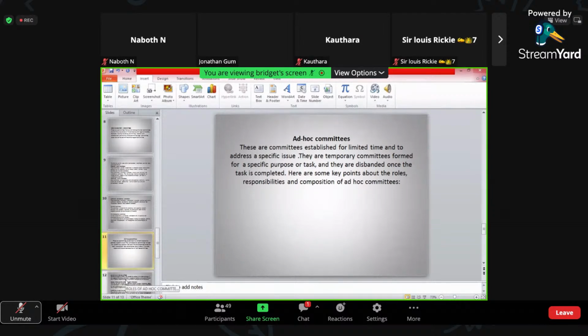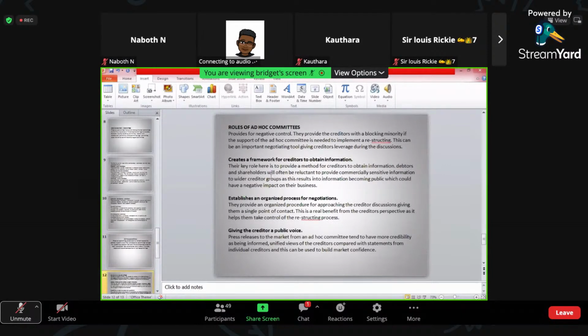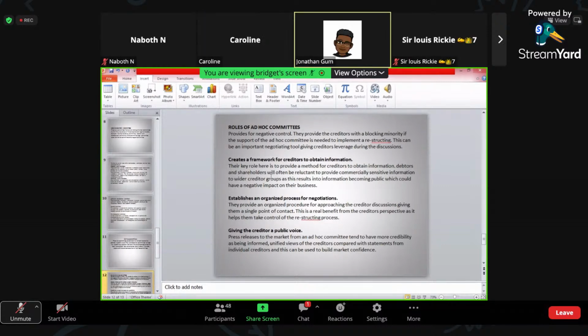from the perspective of creditors. The first one is that they provide for negative control. The ad hoc committees here provide the creditors with a blocking minority.